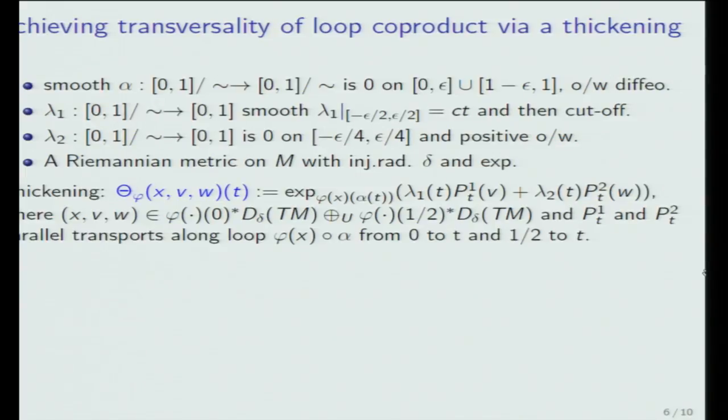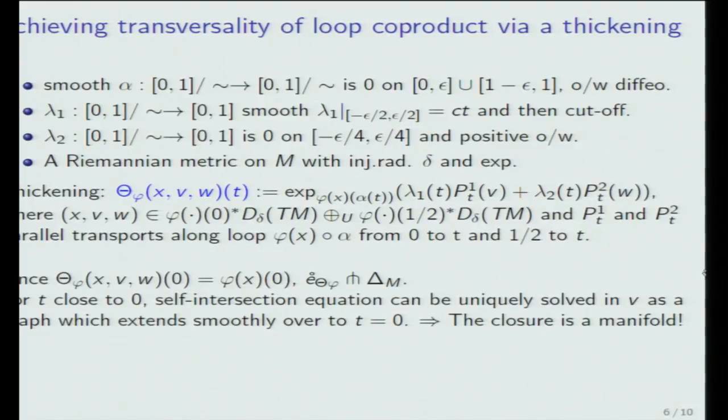And the thickening is defined this way. It looks complicated, but it's basically just, along this stopped loop, you use two vectors to move it around, scaled by lambda 1 and lambda 2. Because you only want to thicken in finite dimension, you thicken at 0 and at one half, and then you parallel transport them around. So you form a 2D-dimensional thickening, where D is the dimension of M.